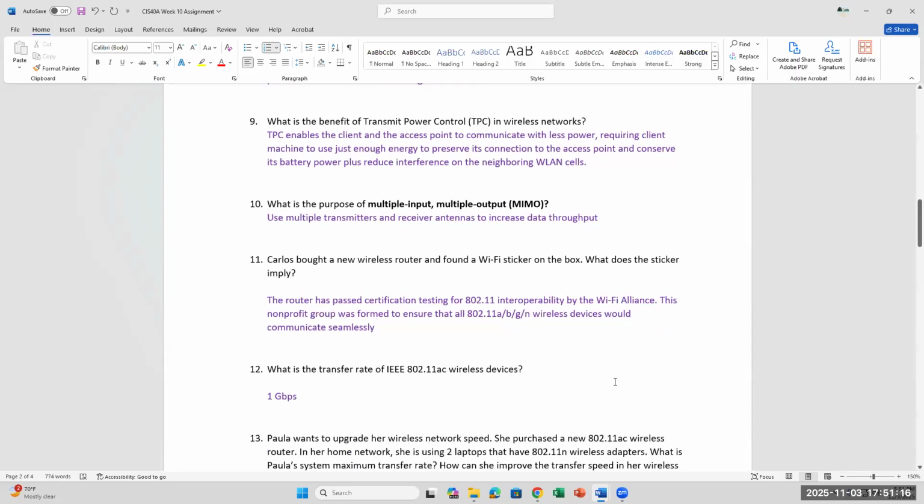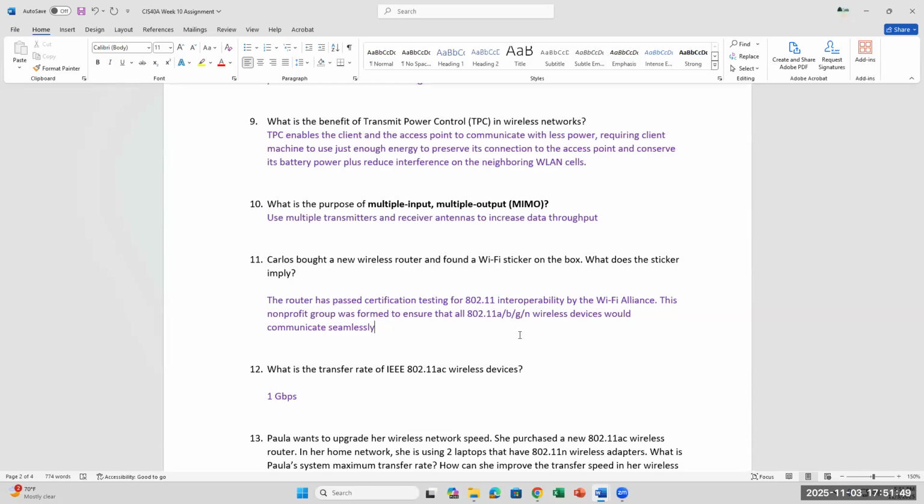Okay, 11. Carlos bought a new wireless router and found a Wi-Fi sticker on the box. What does the sticker imply? The sticker usually has a check pass certification. So the router has passed certification testing for that standard. That means that it's able to interoperate with other brands, like what I said, right? So Wi-Fi Alliance is a nonprofit group. They're formed to be able to test these devices.